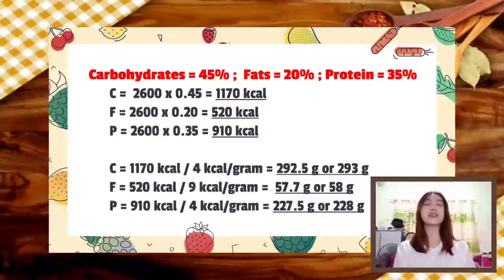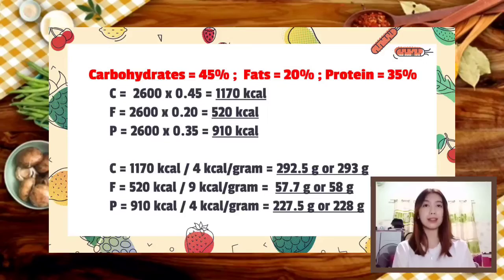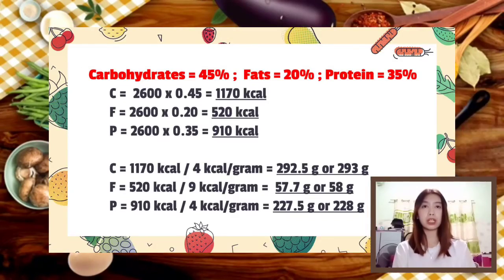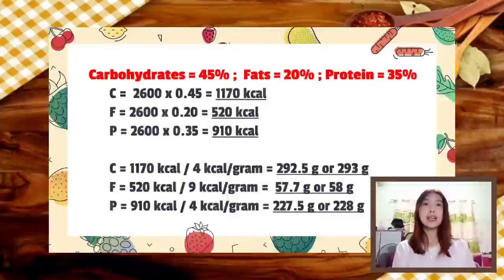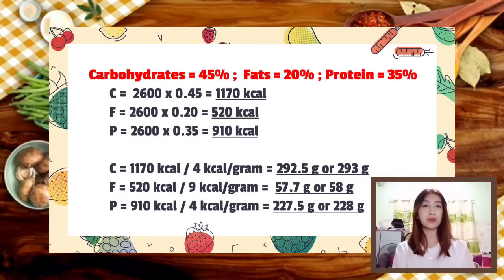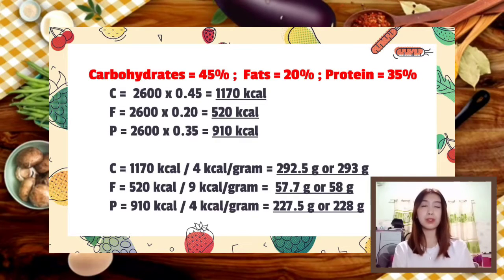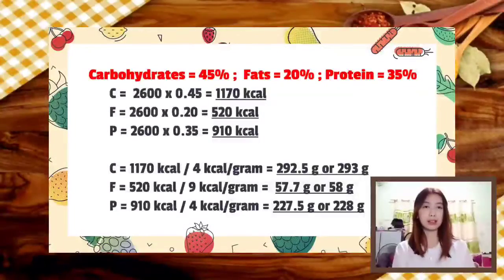Now, for the fats, same goes with the TER. We have to use all the TER, which is 2,600 times 0.20, which is equal to 520 kcal. And last, for our protein, we have 2,600 times 0.35, which is equal to 910 kcal.